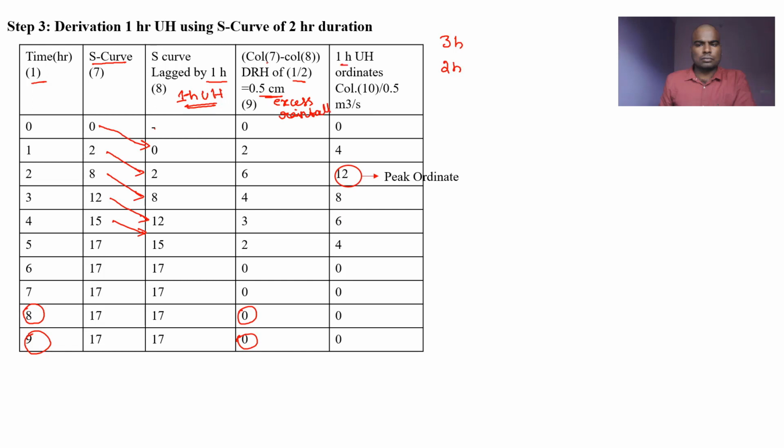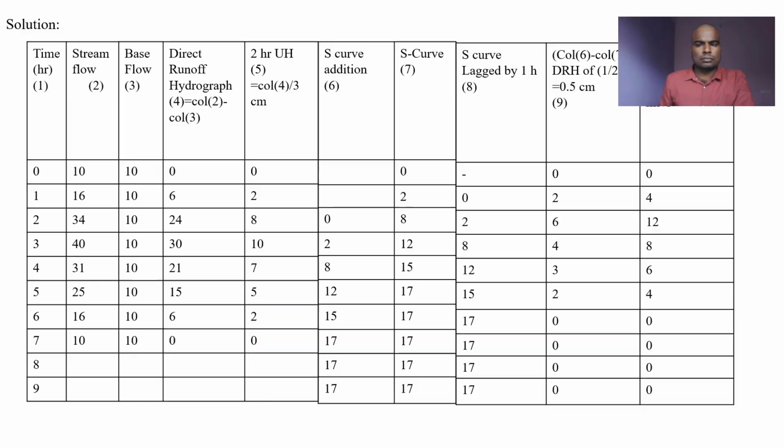So now we need to calculate the 1 hour unit graph. How will you get the 1 hour unit graph? This is column number 9. Sorry, this is my mistake. This is column number 9, and this is column number 10. So divide column number 9 by the 0.5 centimeter. By doing that, we will get the ordinates. So if you observe, what is the peak ordinate here? 12. This is what they have asked to calculate.